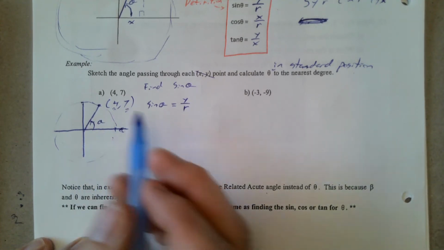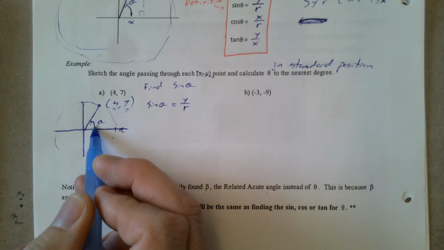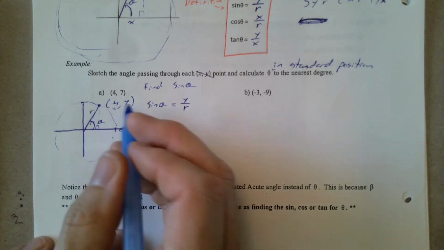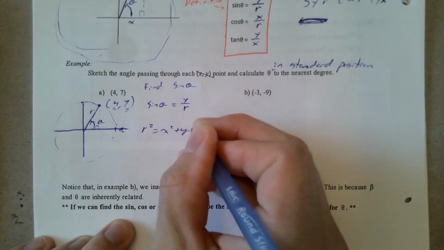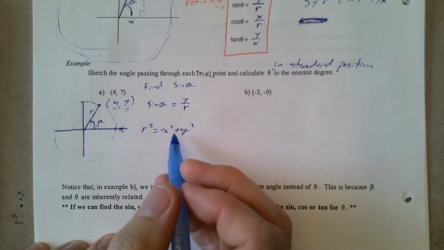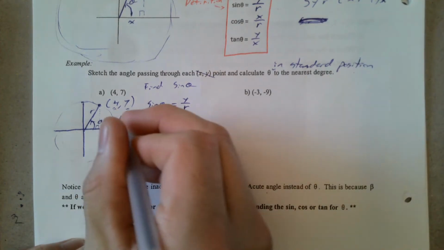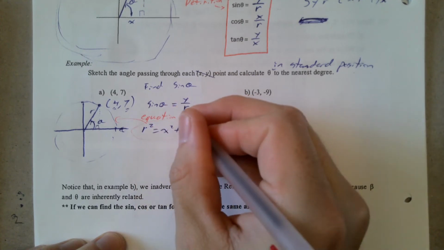The way that we're going to find r, in grade 10, we would have said, oh, we're finding the hypotenuse, so we use the Pythagorean theorem. The Pythagorean theorem with x, y, and r is going to be written r squared equals x squared plus y squared. The interesting thing, though, is that this equation right here is actually also the equation of this circle. So you don't need to be thinking triangles.